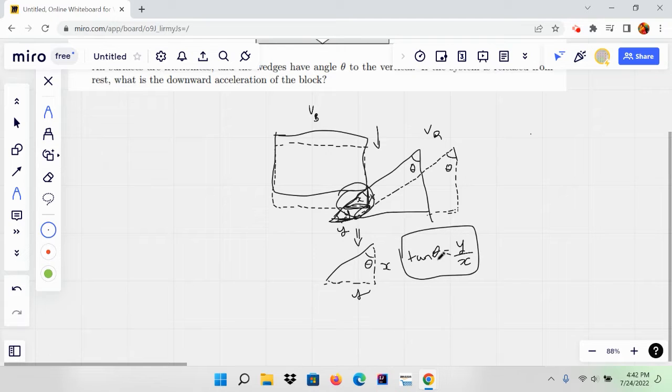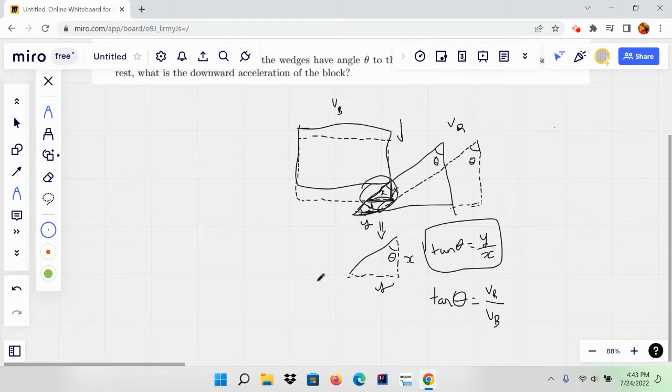If you know calculus, velocity is the derivative of position, or if you don't know calculus, velocity is related to position only by a factor of time. So we can just replace the distances by the velocities and it gives us the same relationship. So tan theta is equal to the horizontal component, the velocity of the ramp, over the vertical component, the velocity of the block. And so we can find the total kinetic energy.